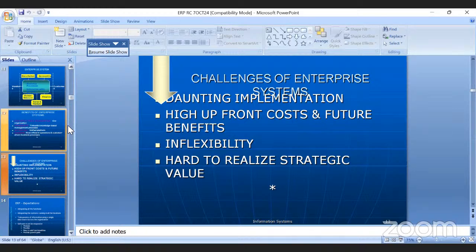It may take 3 to 4 years to implement the software and to get the returns out of it. Once they've implemented the software, there may be errors and bugs in the software. All this can be a challenge.